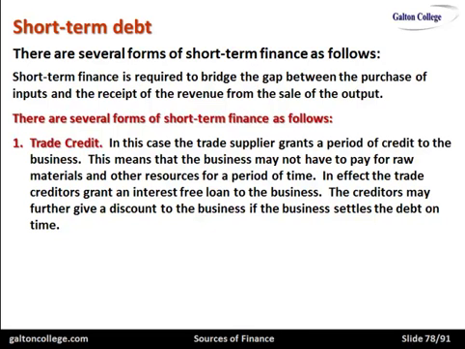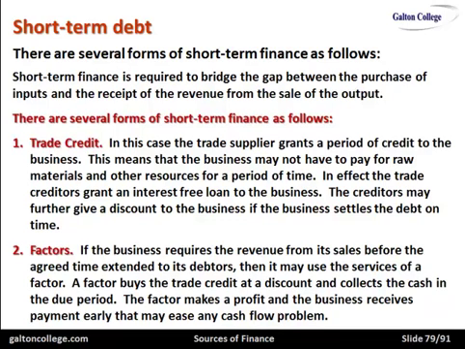The creditors may further give a discount to the business if the business settles the debt on time. So it depends on the contract for the supply of the particular items. Sometimes creditors may say if the company pays on time with no problems, they'll give a 5% discount or a 10% discount, whatever. So there's incentive for the business to try and pay its creditors on time. But trade credit is one short-term source of finance.